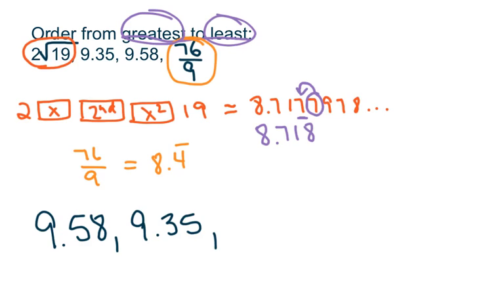So it's 8.718, but what I want to do is put the original problem. So the original problem was 2 times the square root of 19. We could also say 2 radical 19, which means 76 over 9 is the least number. It's the smallest number, 8.4 repeating.